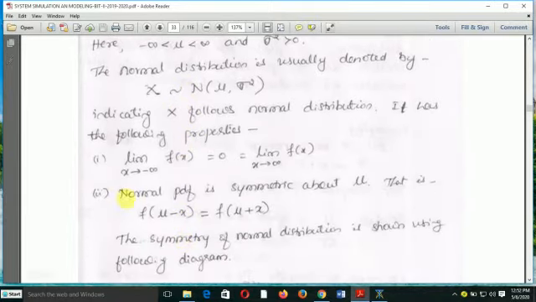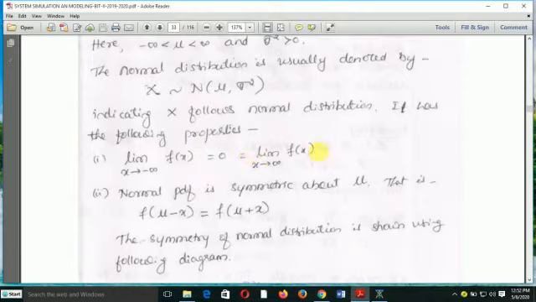The first one is the limit as x goes to minus infinity of f(x) is equal to 0. This also will be equal to the limit of f(x) when x tends to plus infinity. It means that when we go to minus infinity or to plus infinity, in both cases f(x) tends to 0. So it will be the same.